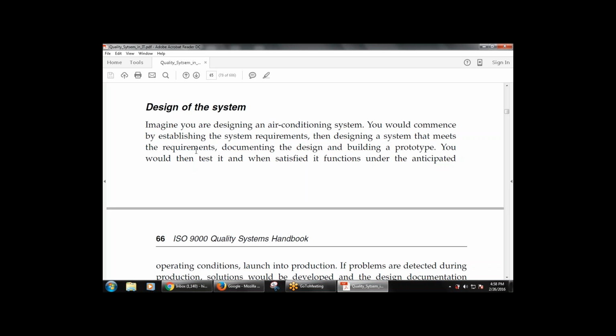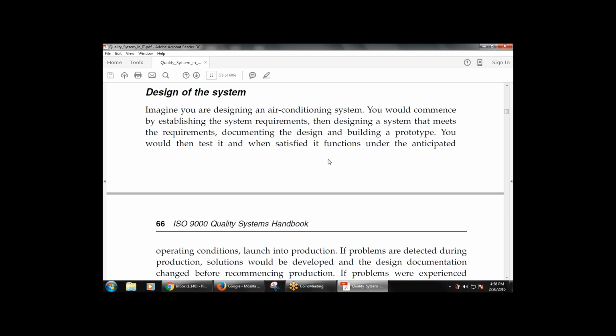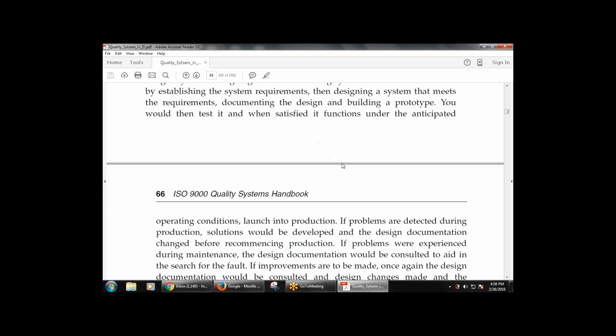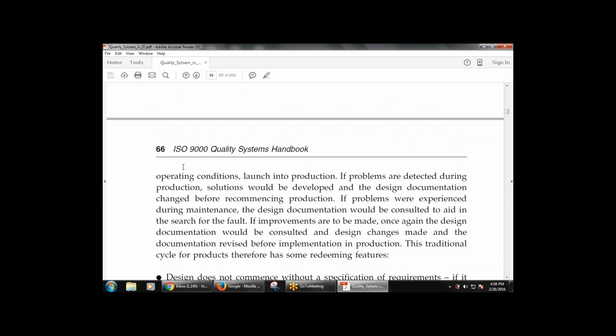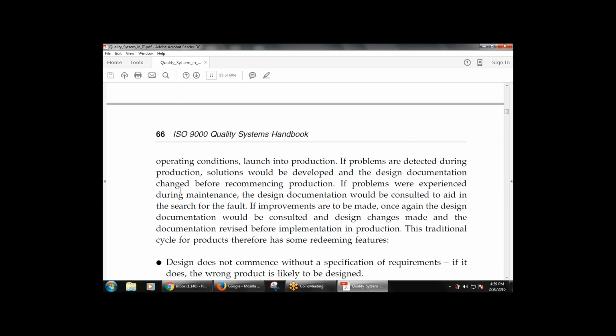Commence with the system requirements, then design a system, then document the system or design and build a prototype. You would then test it, and when satisfied that it functions under the anticipated operating conditions, it runs into production. If problems are detected during production, a solution would be developed and the design documentation changed before recommencing the production.